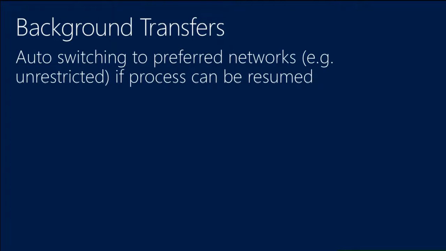When it comes to background transfers, they've been made a little bit more efficient. One of the features in there is auto switching. If you have a background task that can be resumable, that can be paused and then resumed, and a more preferred network becomes available, the background task will automatically switch. So if you are on a metered network and then you switch over to an unrestricted network, it will automatically switch for you. Or if you're on wireless and it's running slow and you plug your machine in, it will automatically switch that background process over to the faster network for you.